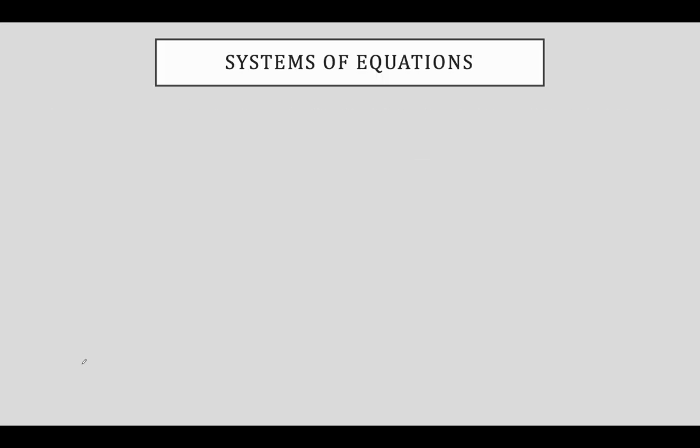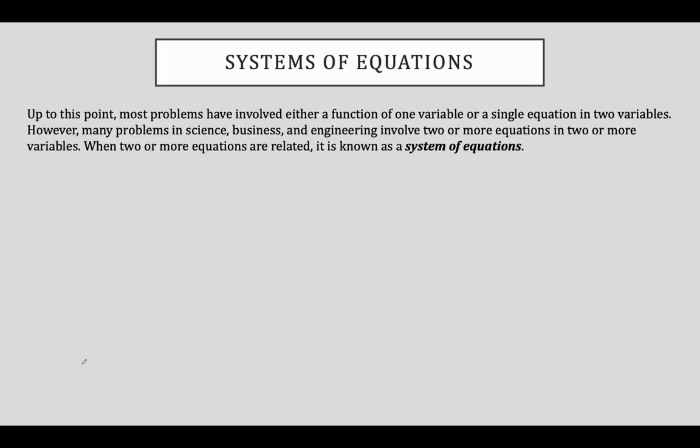So, systems of equations. Up to this point, most problems have involved either a function of one variable or a single equation in two variables. However, many problems in science, business, and engineering involve two or more equations in two or more variables. When two or more equations are related, it is known as a system of equations.